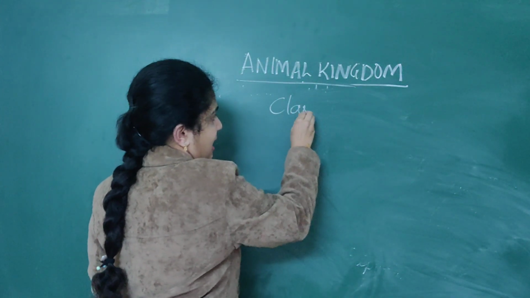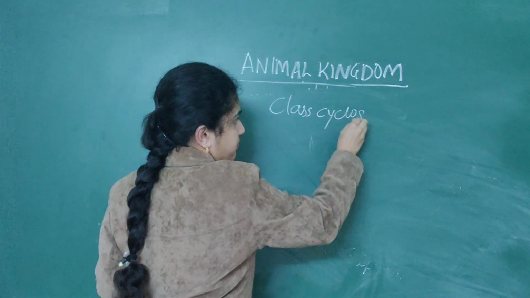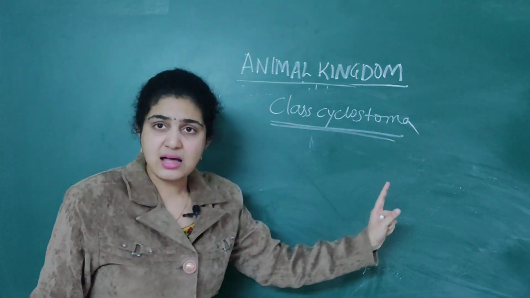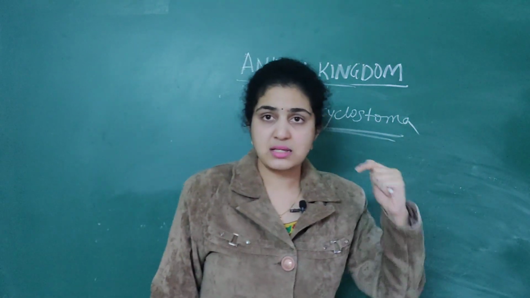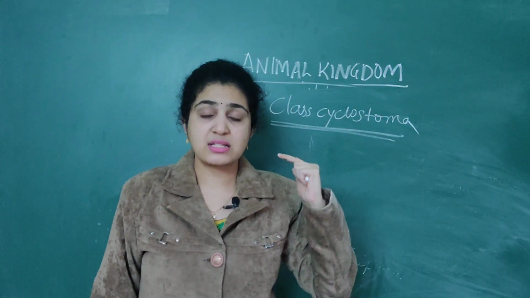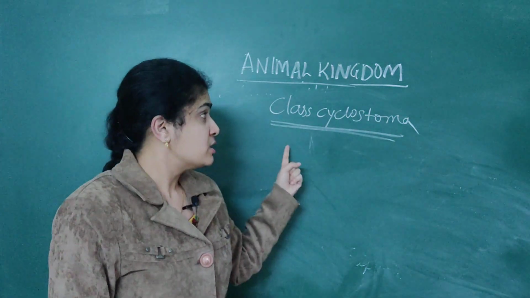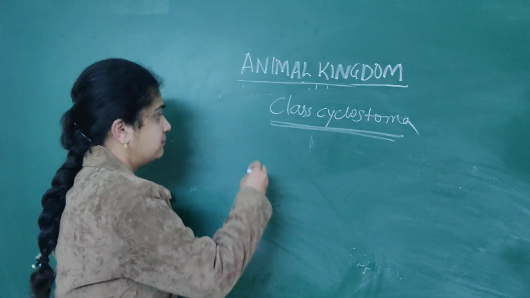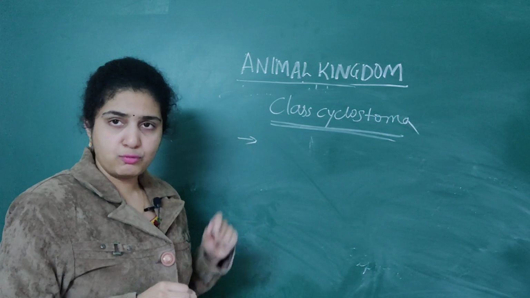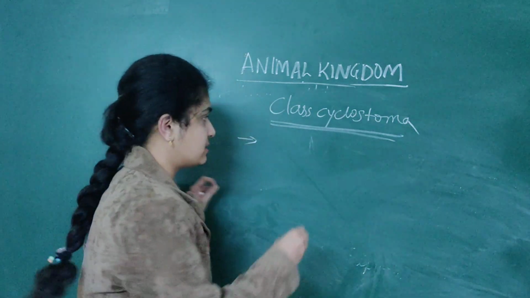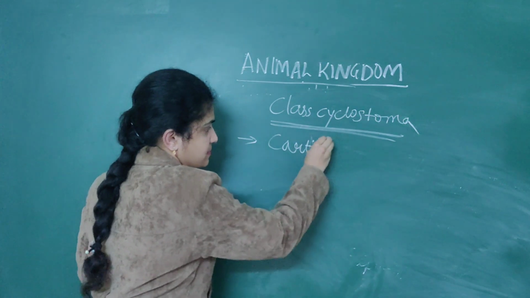So again under class Cyclostomata, phylum, subphylum, class, you should clearly notice the differences. What is phylum, what is subphylum, and what is class. So class Cyclostomata. The first thing you should remember related to Cyclostomata is that they have a cartilaginous endoskeleton. So they are cartilaginous.